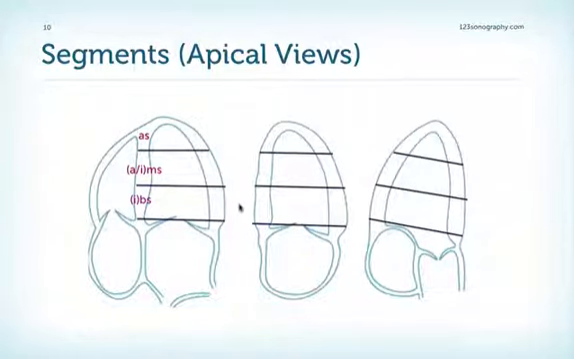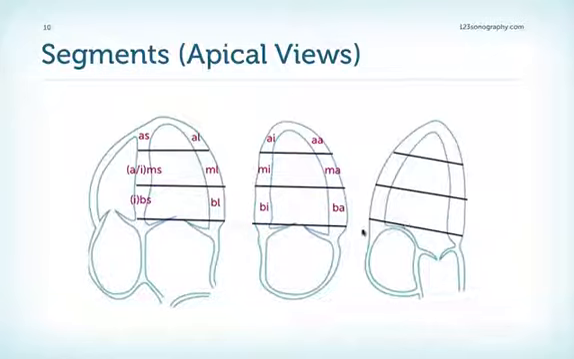Here we have the lateral wall in the four-chamber view. Therefore, we have the apical lateral segment here, the mid-lateral segment, and the basal lateral segment. Here is the two-chamber view. This is the inferior wall. This is the anterior wall. Therefore, this is basal inferior, mid-inferior, and apical inferior. Apical anterior or distal anterior, mid-anterior, and basal anterior.